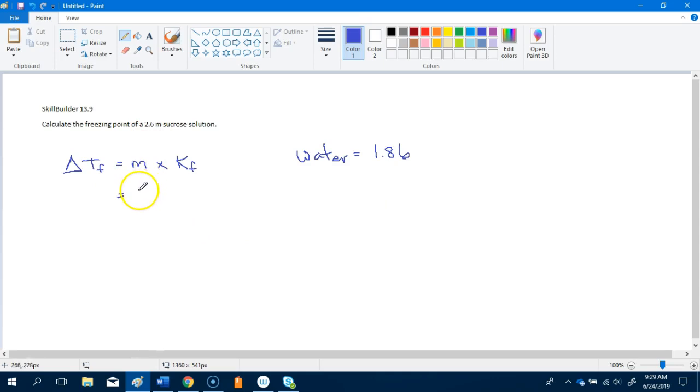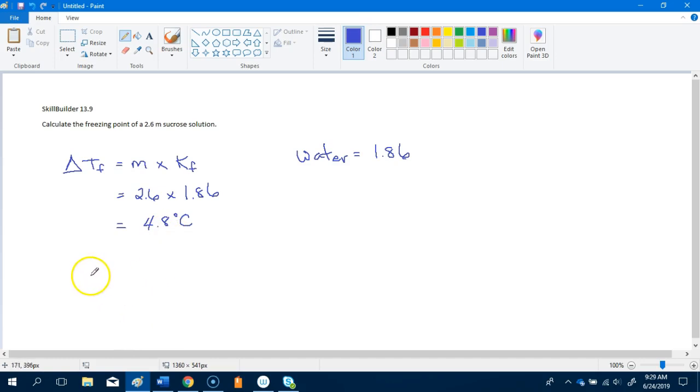So we have 2.6 molality as our concentration of sucrose. We're going to multiply that by our freezing point depression constant for water, which is 1.86, and that gives us an answer of 4.8 degrees Celsius. That's going to be the change in our freezing point for our water.